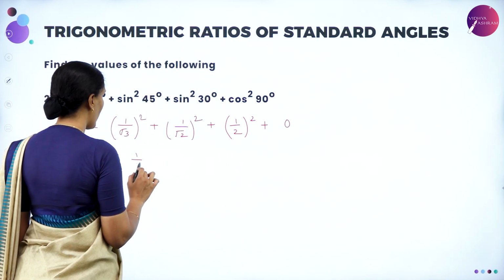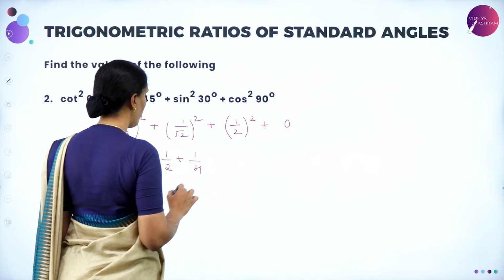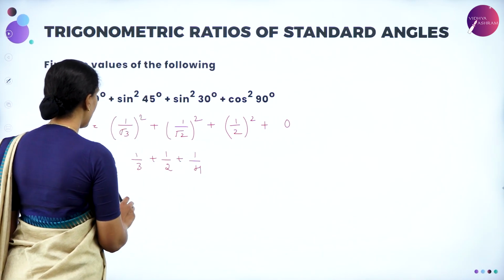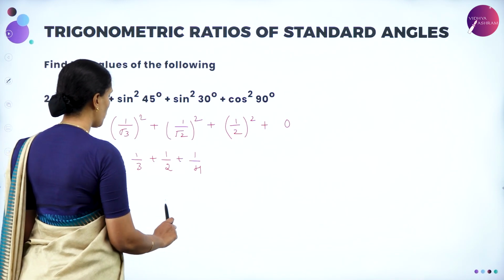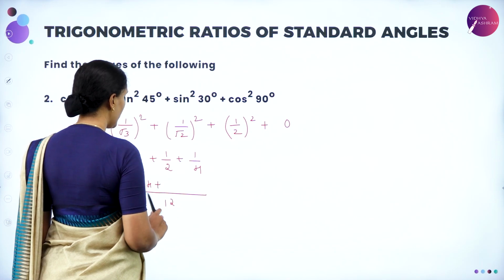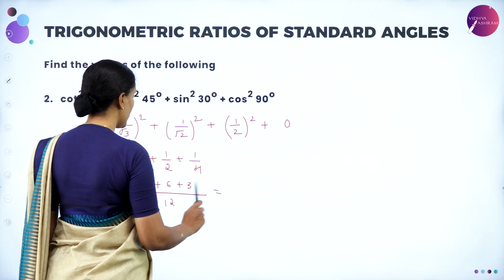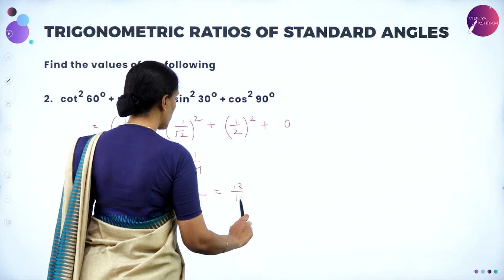So here we will get 1 by 3 plus 1 by 2 plus 1 by 4. So taking the LCM here, 12 is the LCM, so we get 3 4s. Next we have 2 6s, 4 3s. So the value is equal to 13 by 12.